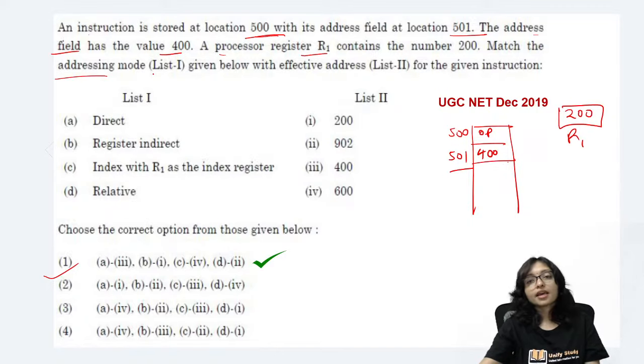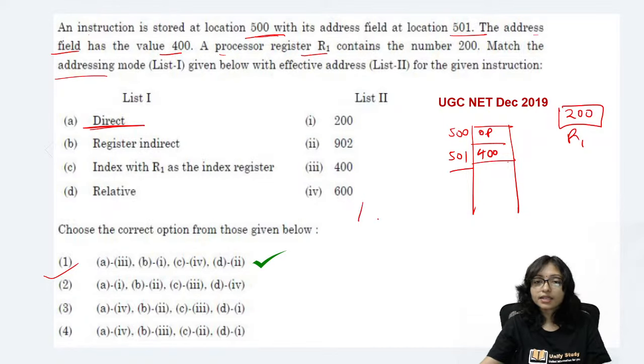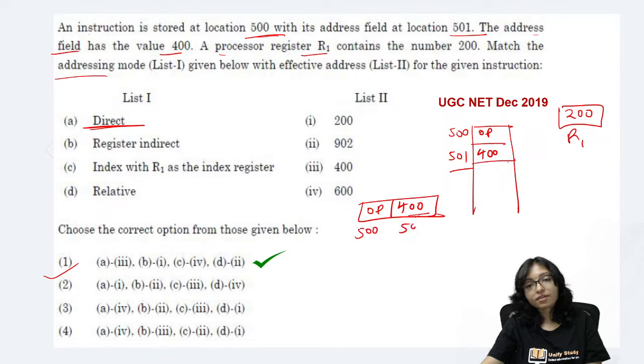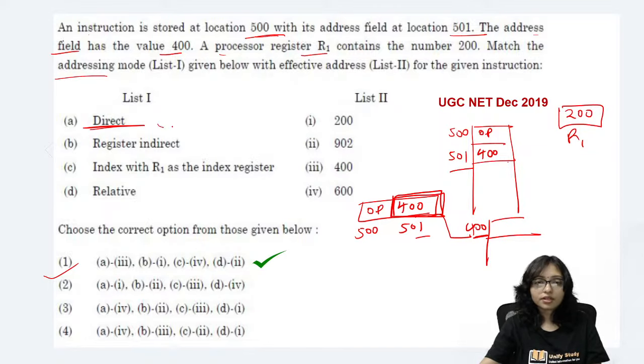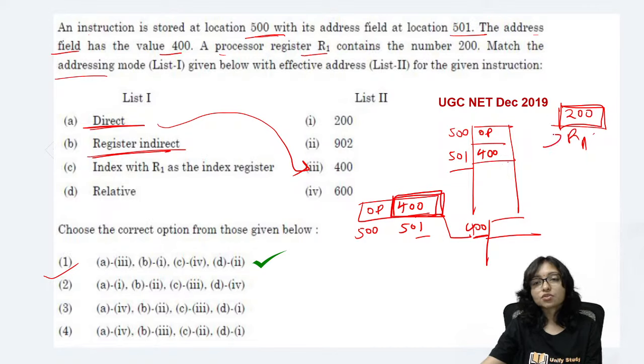Now you have to match the addressing modes. First of all, the direct one. Here in the address field, after the opcode, the operand value is 400. So it will go to location 400. So your effective address will be 400 definitely. Register indirect: here the register value is 200, so it will go to location 200. First it will go to R1, then it will go to location 200. So two times. That's why it is register indirect.